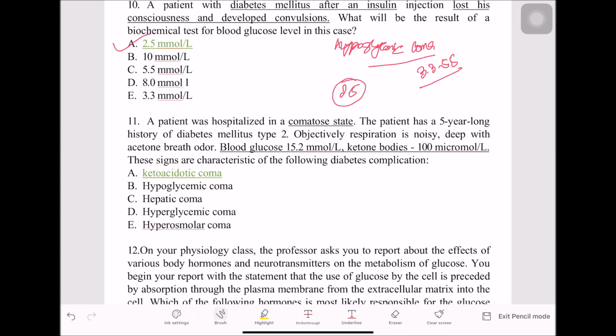The patient is hospitalized in a coma state. The patient has a 5-year-long history of diabetes mellitus type 2. Objectively, respiration is noisy and deep, with an acetone breath odor. That is a point. And the blood glucose is 15.2, severely increased, in the presence of ketone bodies. That is DKA, diabetic ketoacidosis coma.